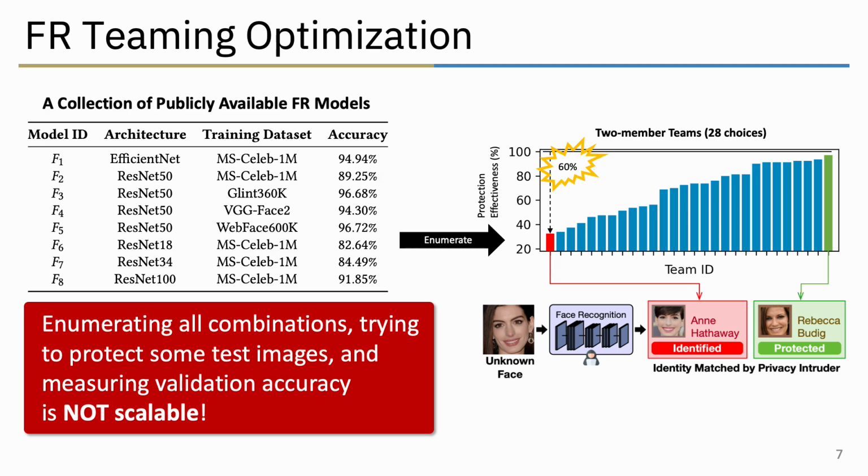To show you the importance of forming a good team, here on the left is a small collection of publicly available FR models. We enumerate all two-member combinations and measure how well each team delivers privacy protection, which is the failure rate of FR reported in percentages. On the right, we can observe that some teams perform much better than the others. If you make a poor choice, the protection can be 60% less effective. But how to find this subset of models in a scalable manner is an important question. We can't just enumerate all of them, do some measurements, and see which one is better, because it can take forever.